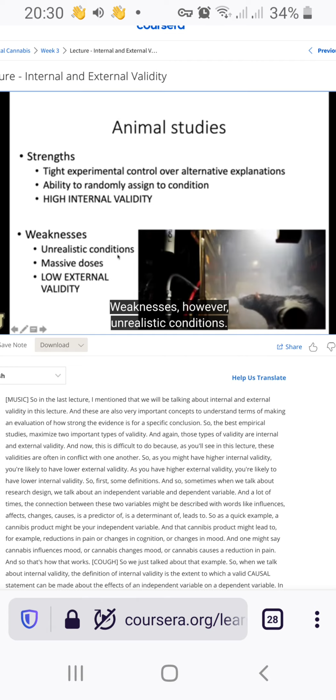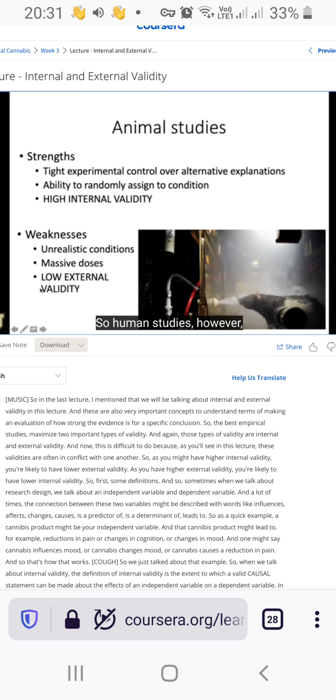Weaknesses, however, unrealistic conditions. For example, in a lot of studies with THC in animals, they may not even be using THC. They may be using an analog of THC. They also may be using high doses, higher doses than what people normally take. And subsequently, or importantly, then they have lower external validity.